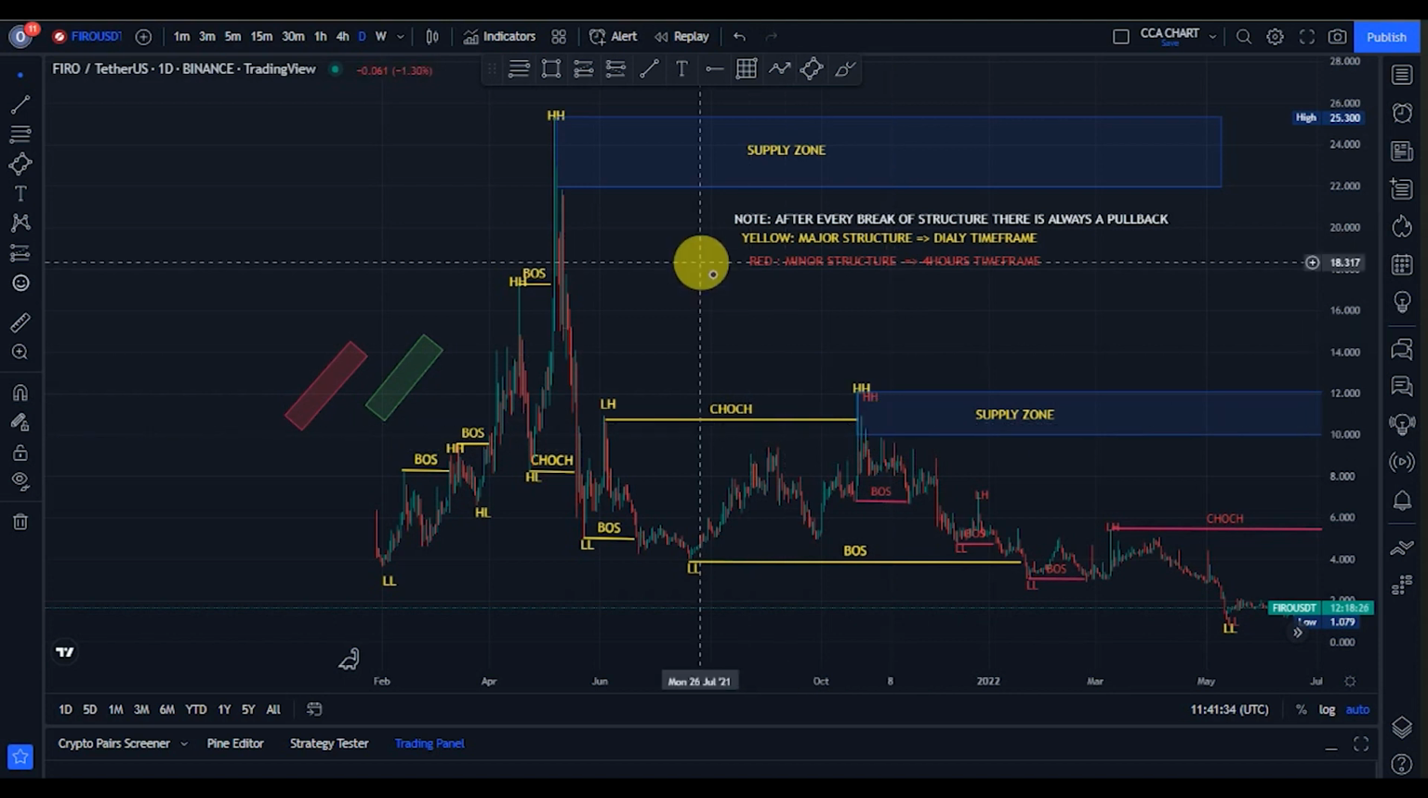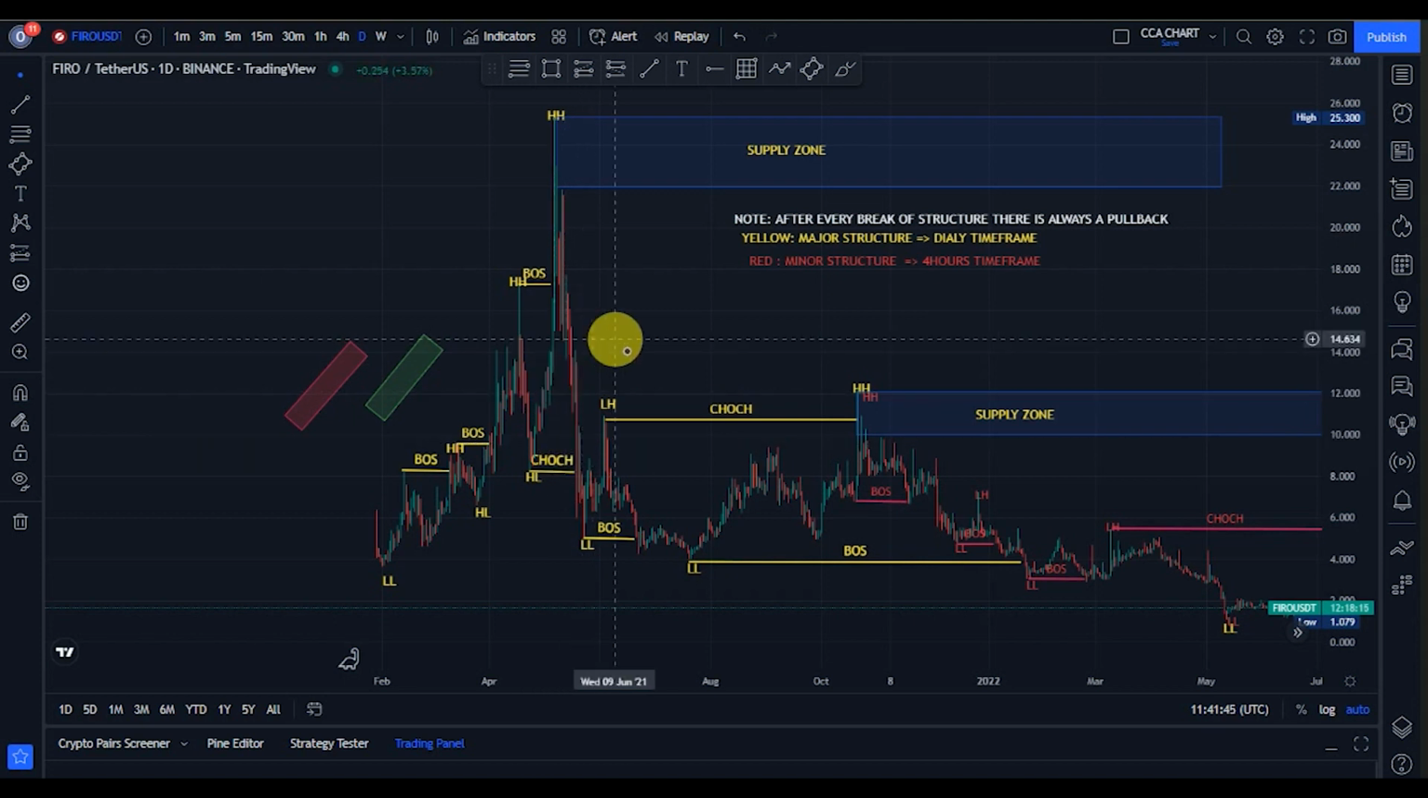So guys, the major purpose of this video is for us to use market structure to tell our current position on the Firo USDT price chart, and also to predict our next possible move. Guys, I'll be using these two tools. I'll be using the red tool to show us our bearish move, and the green tool to show us our bullish move.